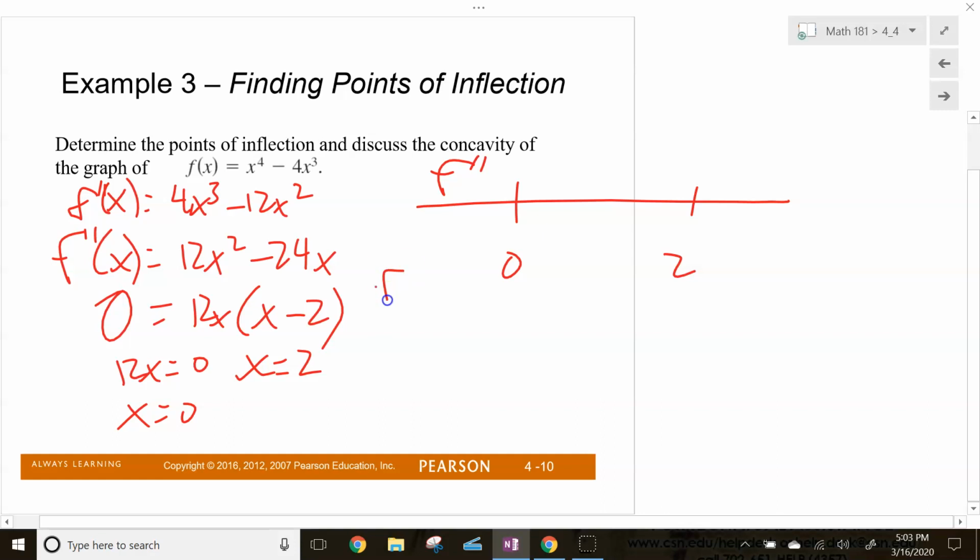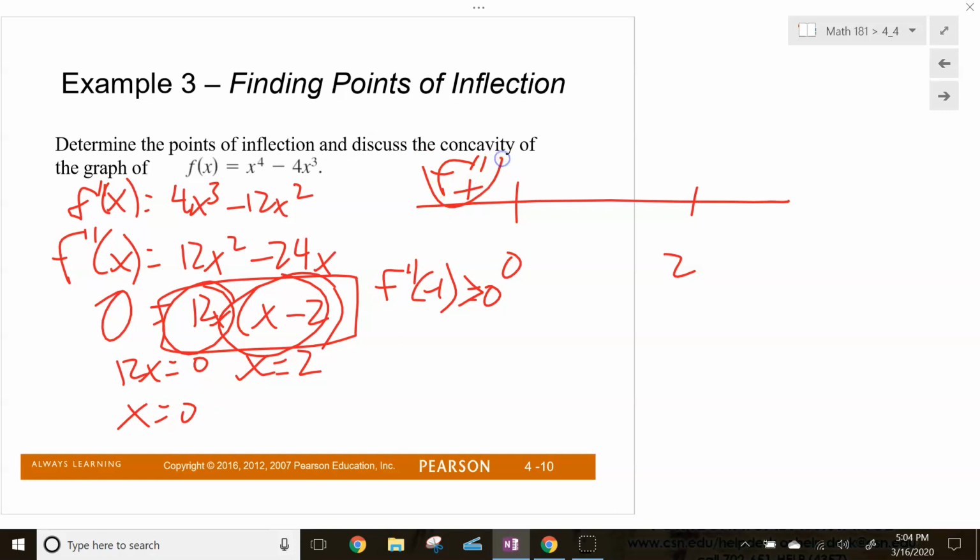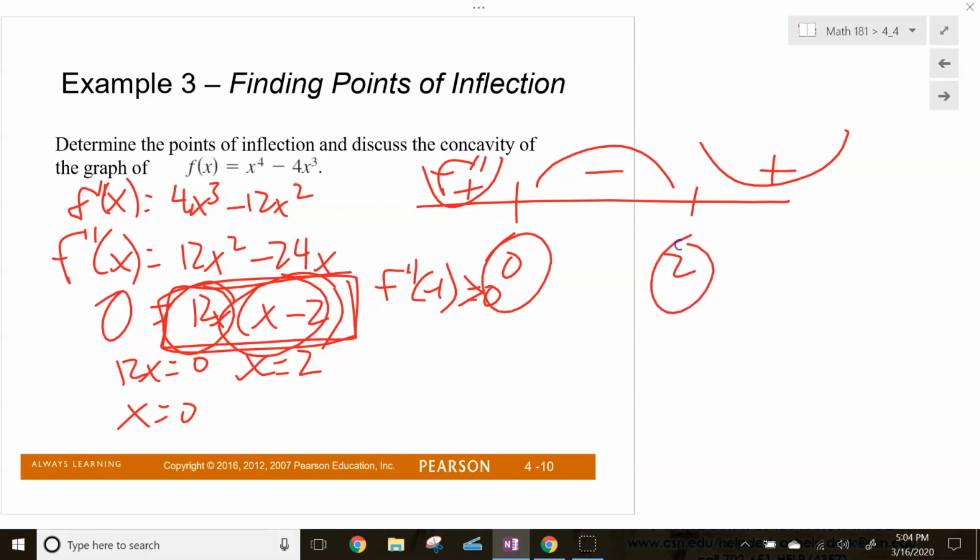And then we'll plug in like negative 1. I've got a negative from here, I got a negative from here. That's a positive, so we're going to be concave up. And then I'm plugging in like 1, and I'm going to have a negative, so we're going to be concave down. Again, I'm plugging it right in here. Plug in like 3, and I'm going to have a positive, so we're going to be concave up. All right, so concave up, concave down, concave up. So we've got point of inflection at x equals 0 and x equals 2.